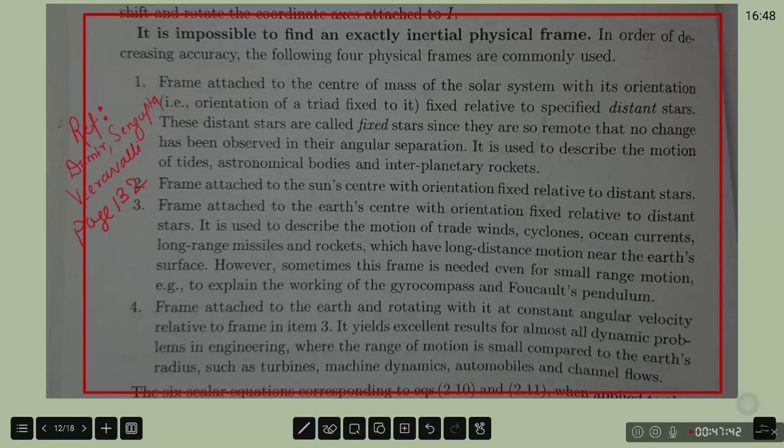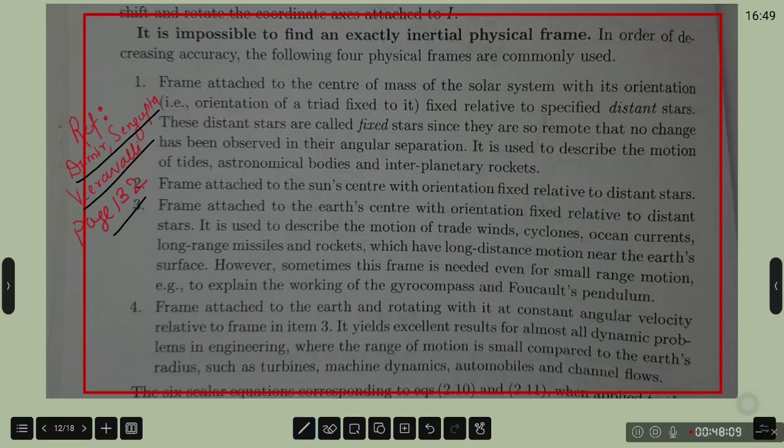So this is some text that I have copied from this book, Dumir, Sengupta and Veeravalli. By the way, this is the textbook that I prescribed for this course. Page number 132. It's a very interesting reading. It's about finding an inertial reference frame.